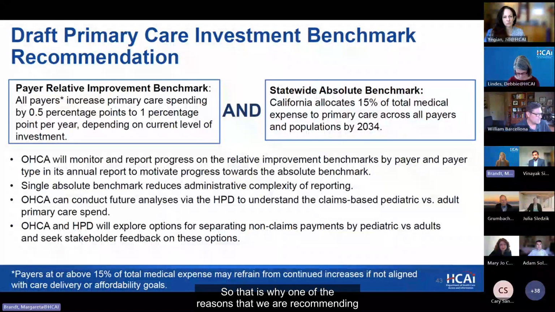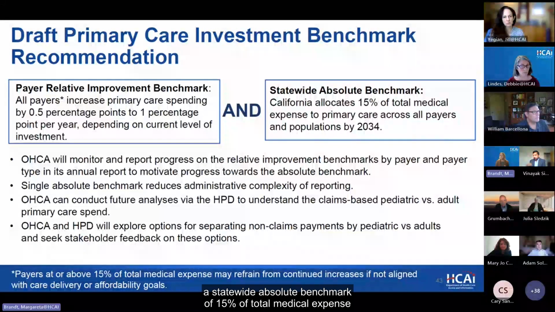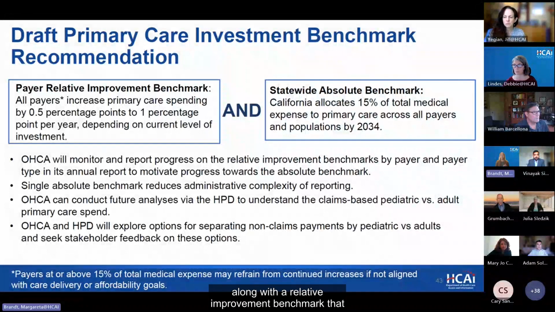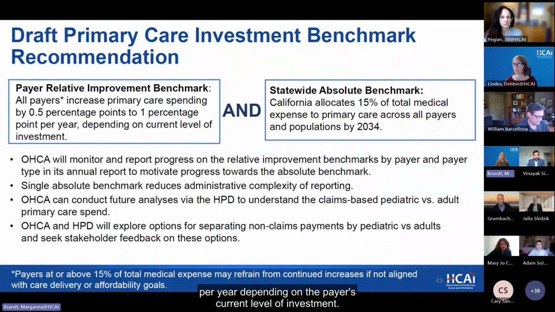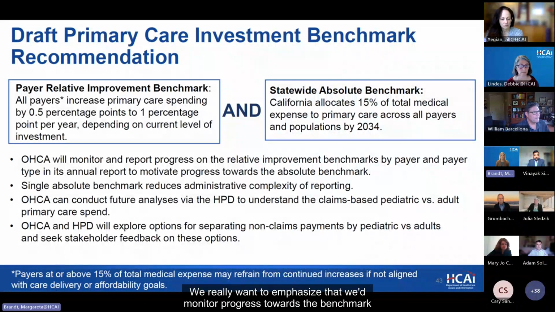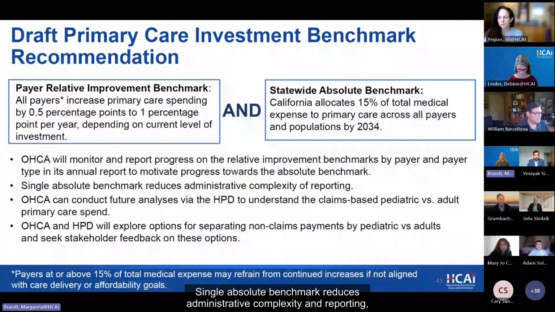So that is one of the reasons that we are recommending a statewide absolute benchmark of 15% of total medical expense allocated to primary care, across all payers and populations, by 2034, along with a relative improvement benchmark that promotes increases in primary care spending by 0.5 to 1% per year, depending on the payer's current level of investment, getting up to that 15% benchmark. We really want to emphasize that we monitor progress towards the benchmark each year and report on progress. As I mentioned, a single absolute benchmark reduces administrative complexity and reporting.